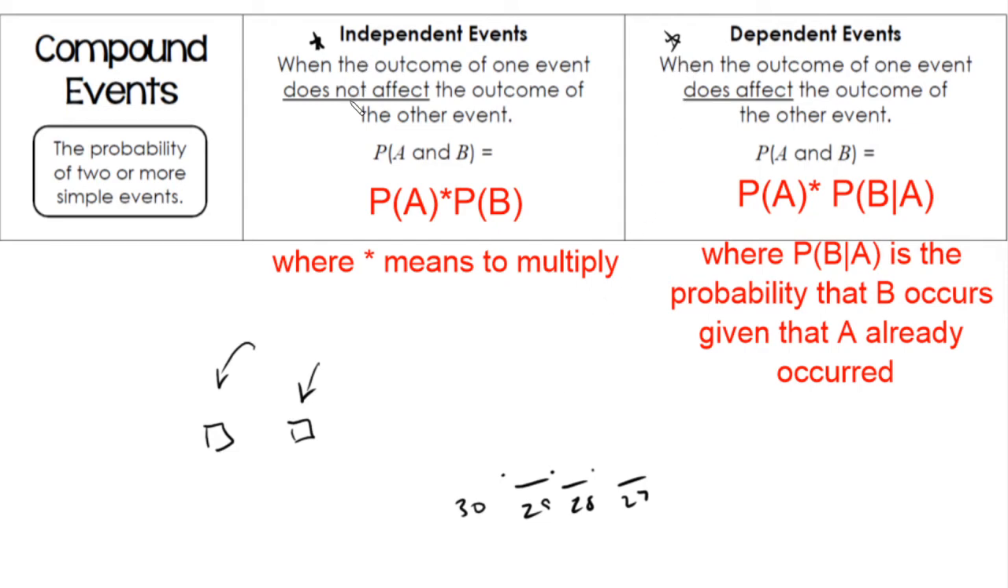Now, for independent events, the probability is really easy to calculate. All you do is take each of the individual probabilities, like rolling a dice, like 1 out of 6 times 1 out of 6, and you multiply them together.